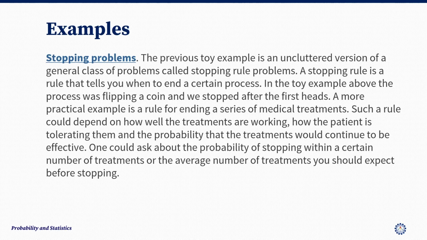A stopping rule is a rule that tells you when to end a certain process. In the toy example above, the process was flipping a coin and we stop after the first heads. A more practical example is a rule for ending a series of medical treatments, which could depend on how well the treatments are working. The best example now is the clinical trials on the COVID-19 vaccine.